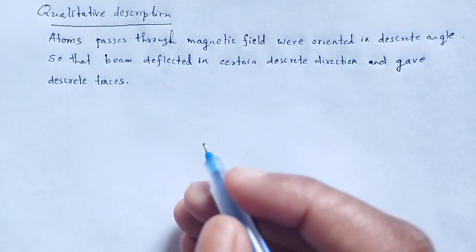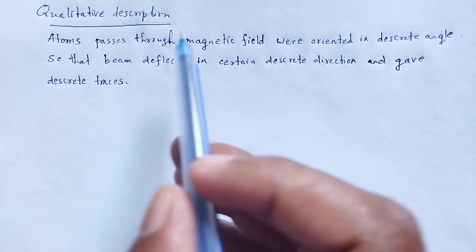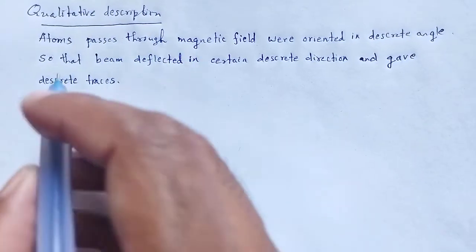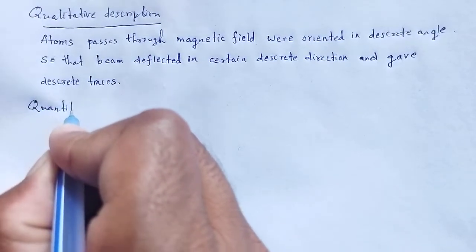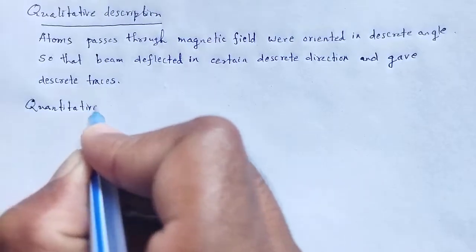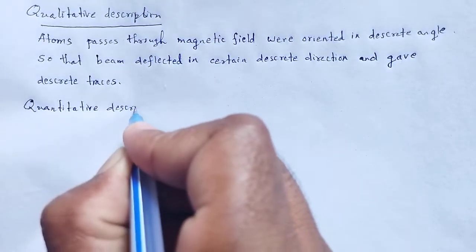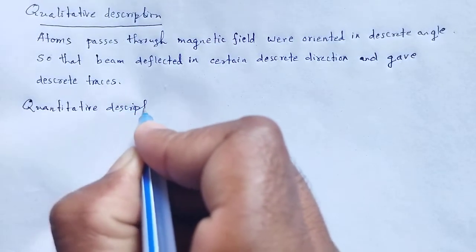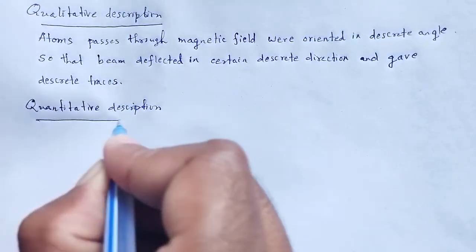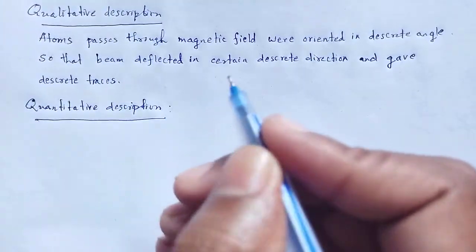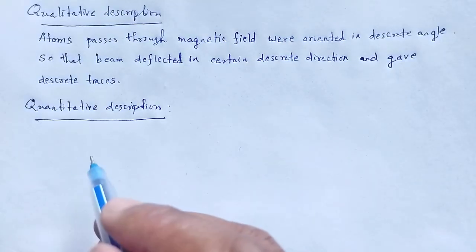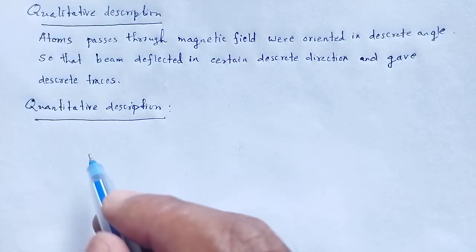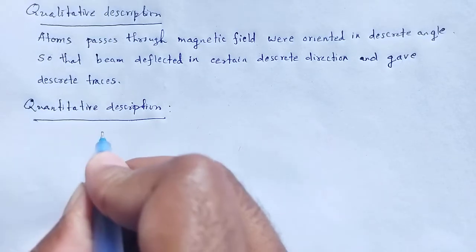Here it is the qualitative description. Now the quantitative description. Okay, let's. Here the magnetic moment is mu.